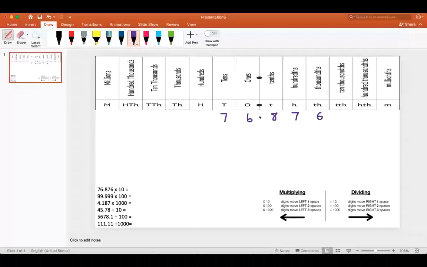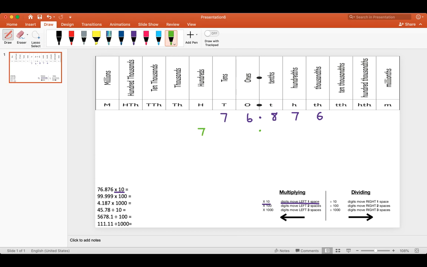And we've got to multiply this number by 10. So we've got to move each of the digits one space to the left. So let's start that now. Remember, we're going to put our decimal point straight underneath the other one. So we're not moving that decimal point at all. It's the digits that move. So we're going to move one space to the left.